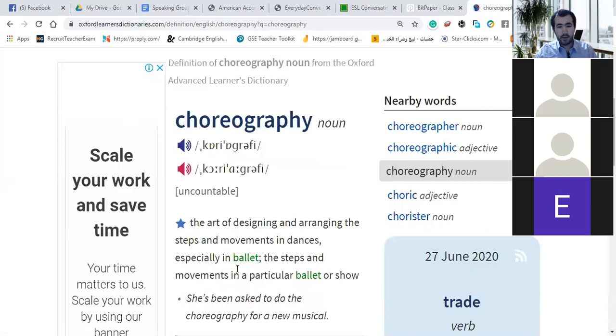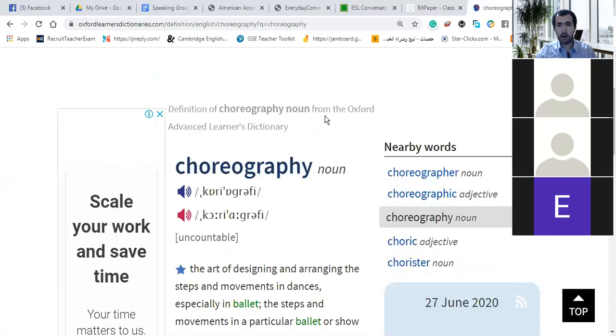The steps and movements in a particular ballet or show. So this is the art of helping the dancer to dance well, especially ballet.